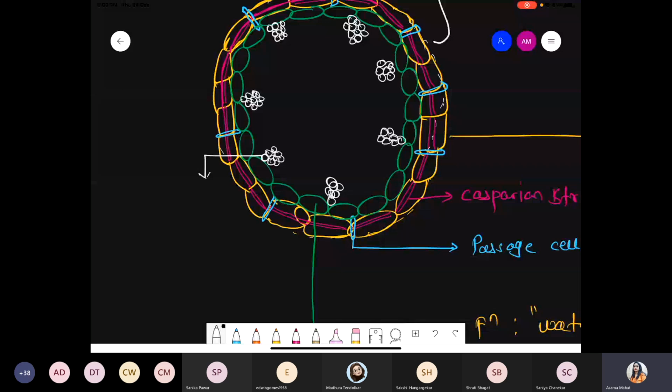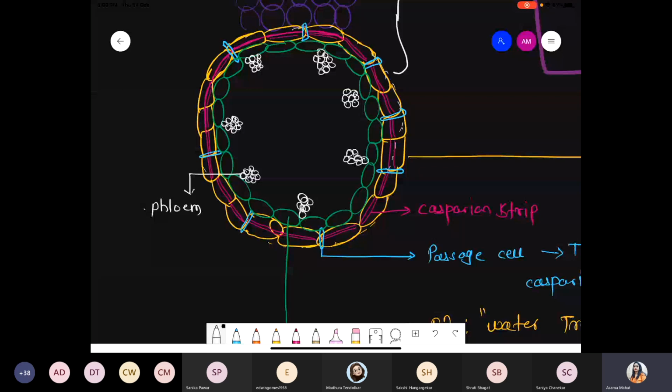Now we are talking about the xylem part. In case of the root, exarch condition is present. That is protoxylem present toward the outer side and the metaxylem present toward the inner side. We will try to draw such structure.